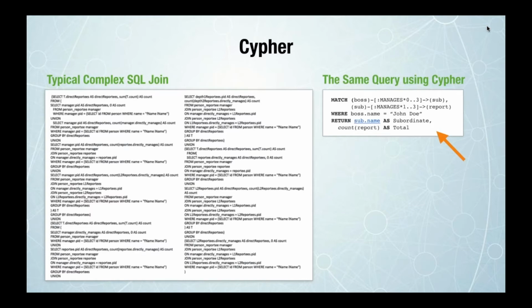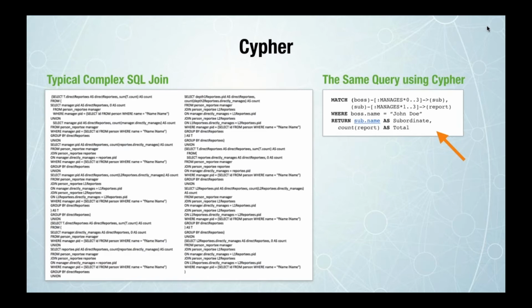So if we look at the Cypher query here, we're trying to find bosses who manage up to 3 levels deep subordinates, and then those subordinates up to 3 levels deep who manage reports. And we're trying to find basically everyone in John Doe's organization and the names of those people in that organization and how many reports they have. And you can see here the Cypher query, first of all, it allows you to do the traversal of the graph into second or third degree relationships.